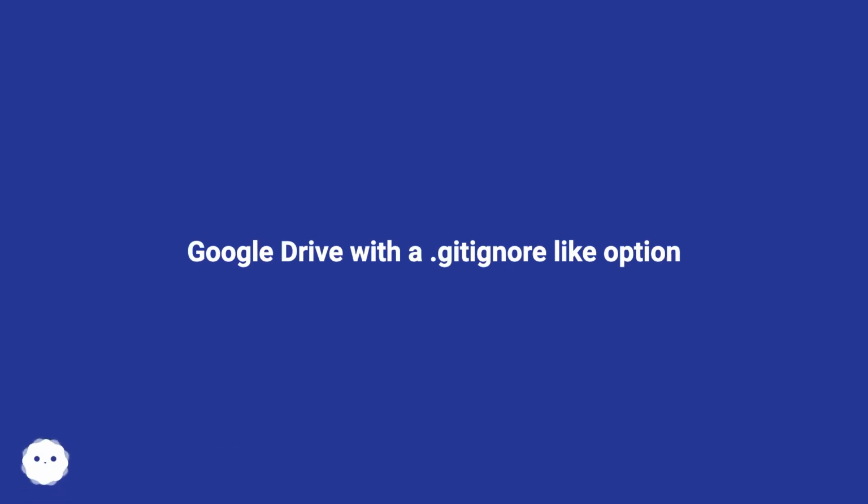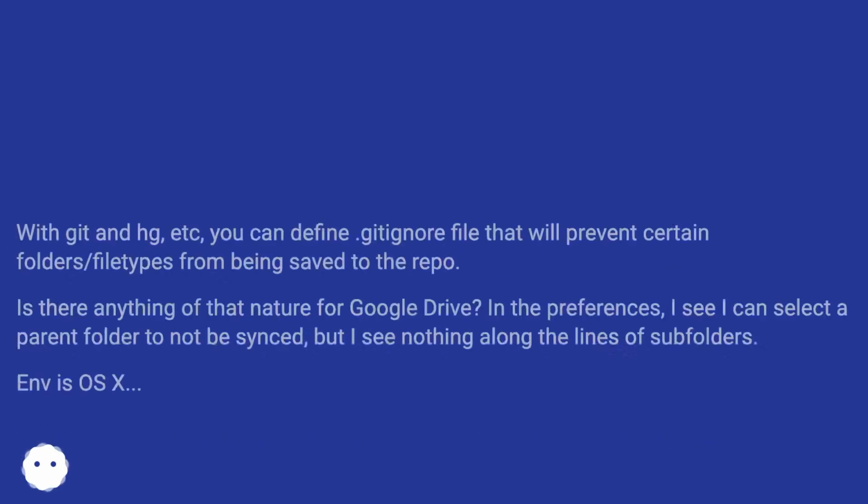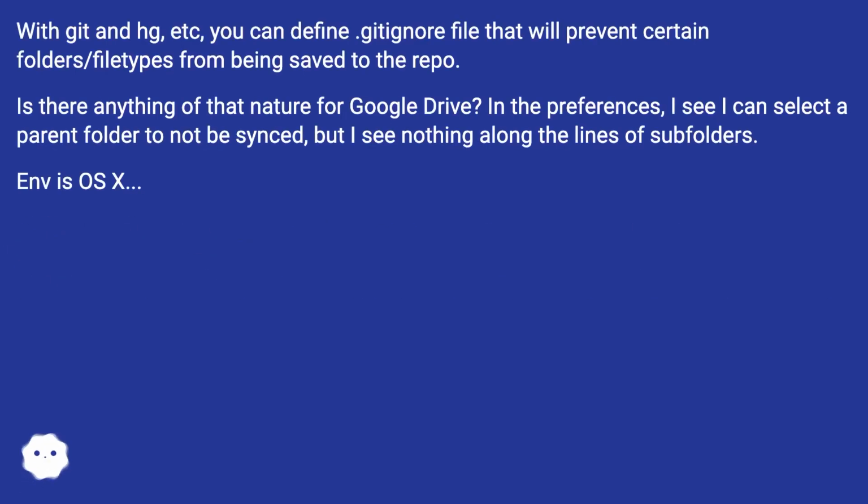Google Drive with a .gitignore-like option. With Git and HG, etc., you can define a .gitignore file that will prevent certain folders and file types from being saved to the repo. Is there anything of that nature for Google Drive? In the preferences, I see I can select a parent folder to not be synced, but I see nothing along the lines of subfolders. Env is OS X.